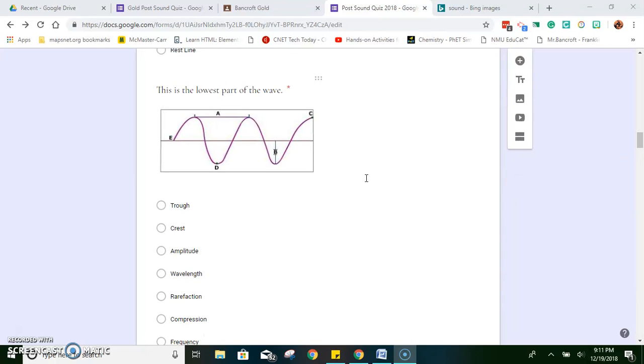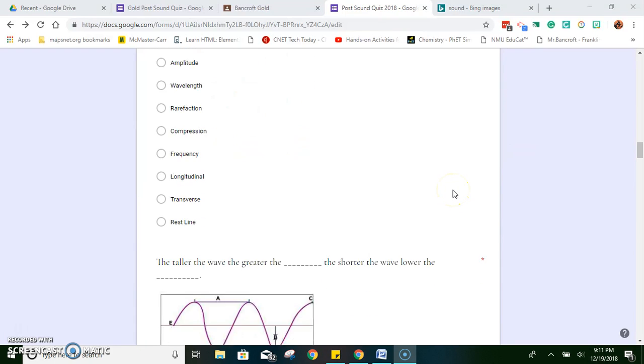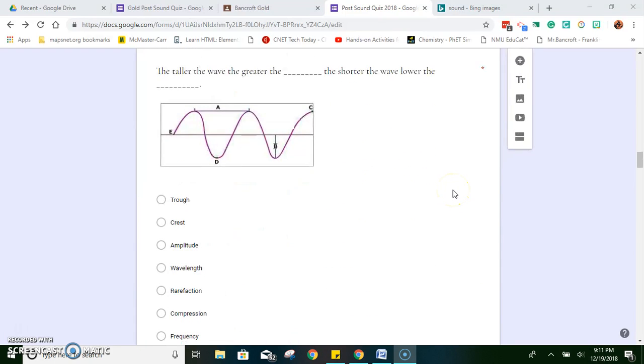Question 3. This is the lowest part of the wave. So the lowest part of the wave, what do we call this part here? Question 4. The taller the wave, the greater the what? The shorter the wave, the lower the what? These two blanks are both the same answer.